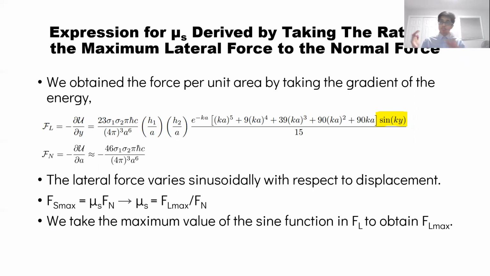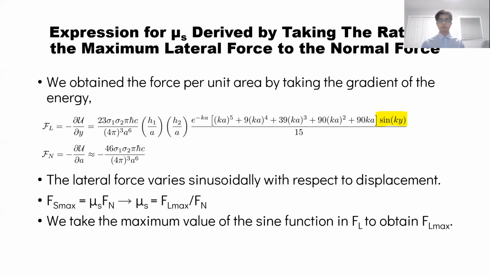And going back to the first expression from the Coulomb model of static friction, Fs max equals mu s times Fn. Our hypothesis is that it is this Casimir lateral force that corresponds to static friction in van der Waals material layers. Rearranging, we say that Fs max equals Fl max, and solving for mu s, we get that mu s equals Fl max over Fn.